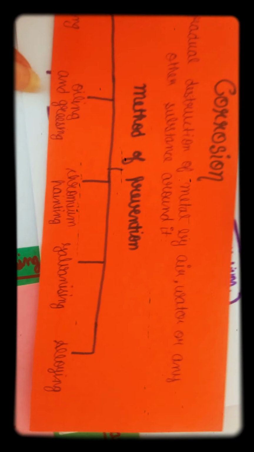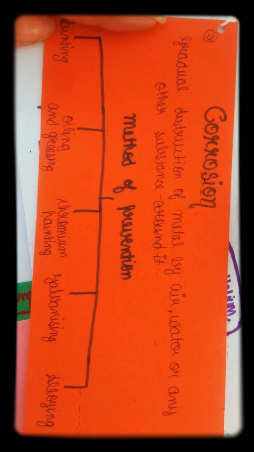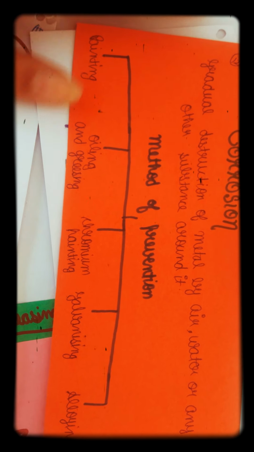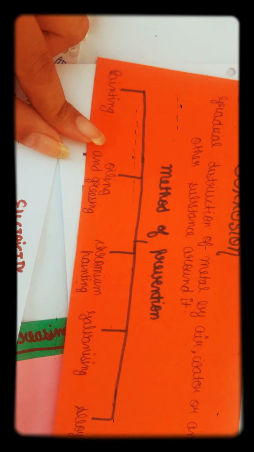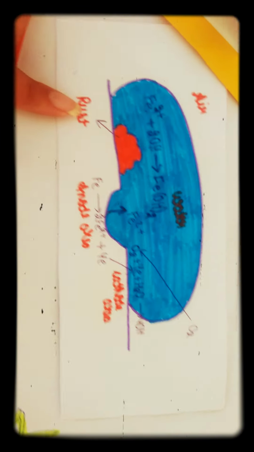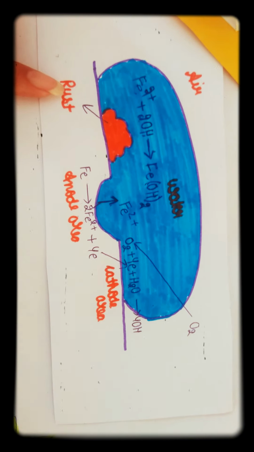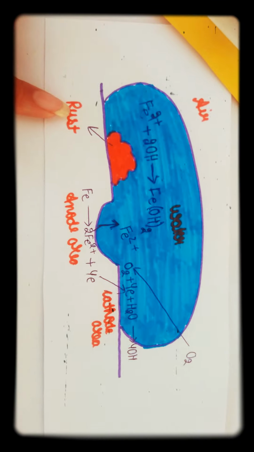Next it is corrosion. Corrosion is the gradual destruction of metal by air, water and any substance around it. Methods to prevent it are painting, oiling, greasing, chromium plating, galvanizing and alloying. Here is the mechanism of corrosion, and we can explain it in an easy way to the students with this flashcard.